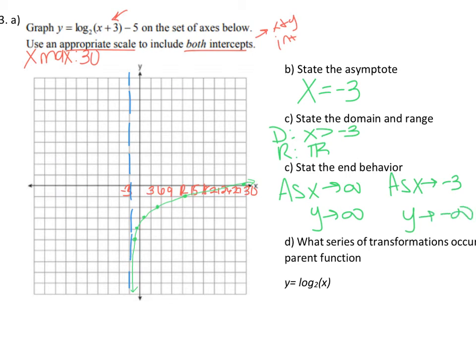The last thing is what's the series of transformations. If you look up here, inside the parentheses is a +3, so that means left 3. And if you look outside, it was a -5, so down 5 units. Okay.